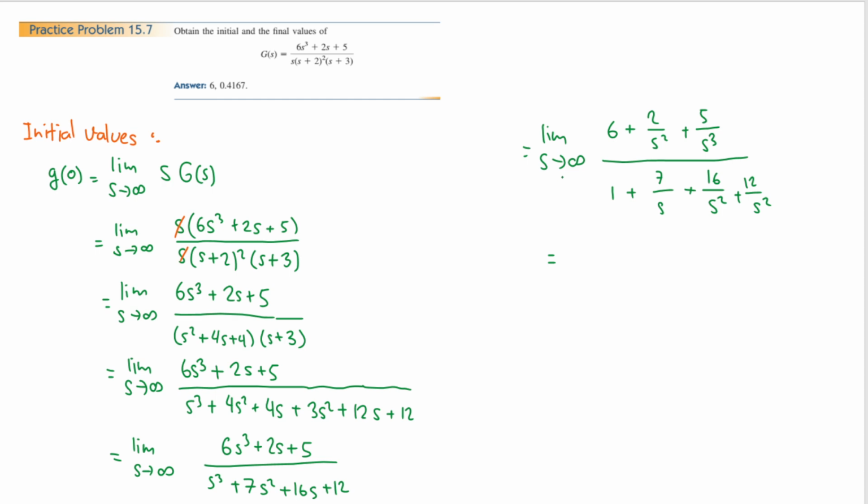When s is approaching infinity, the terms other than 6 and 1 will approach 0. So this will be 6 plus 0 plus 0 divided by 1 plus 0 plus 0 plus 0, which is 6 over 1, which is 6. So for the initial value, we have the answer as 6, and that is the same as in the problem. Let's move on and find the final values.